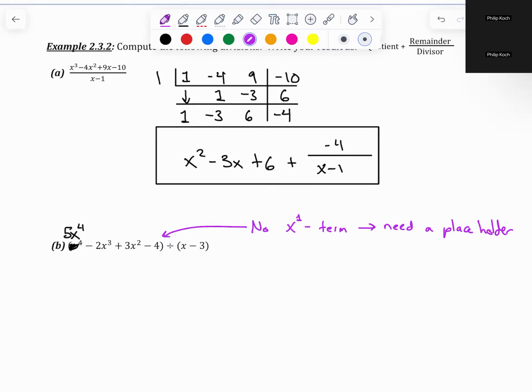If it was x plus 3, we need to write it as x minus negative 3, and that would be the situation. But it's x minus 3. So our c value is 3. And then we set up our little division. So 5x to the 4th minus 2x cubed plus 3x squared plus 0x minus 4.